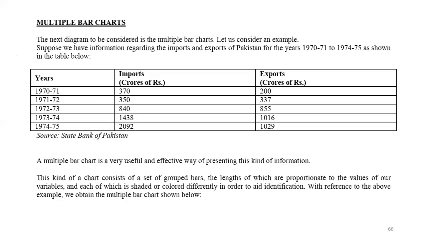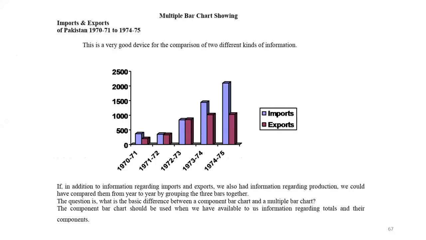The multiple bar chart is a very good device for the comparison of two different kinds of information. If, in addition to the information regarding import and export, we also had information regarding products, we could have compared them from year to year by grouping the three different variables.